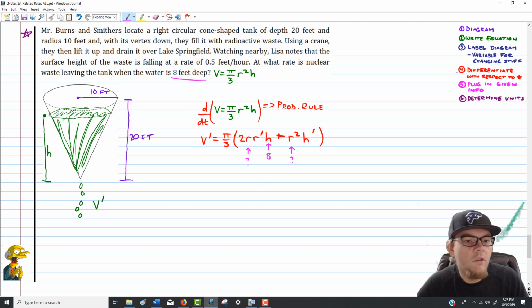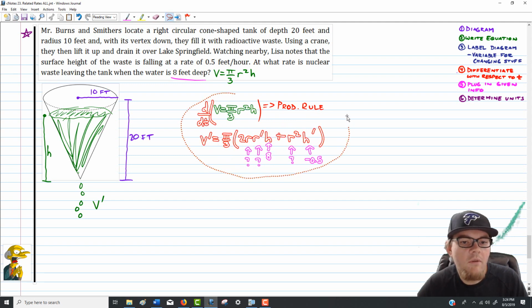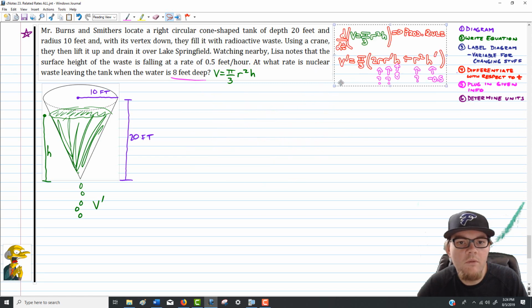Second, we know the rate at which the height is changing. It says the surface height is falling at 0.5 feet per second, but we don't know how fast the radius is changing. So although this isn't an impossible way to do the problem, it's fairly difficult because there's a lot of information we don't have just yet. I'm going to recommend that we not go through the full product rule method, because that's a fairly challenging move.